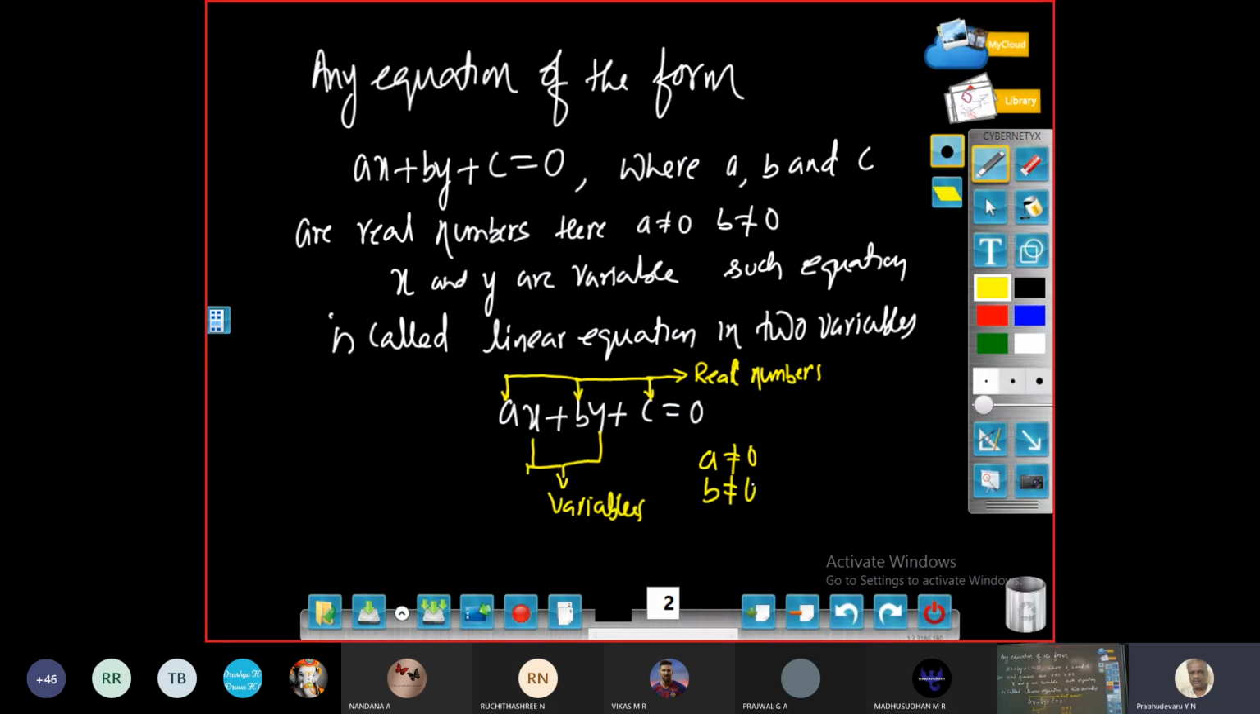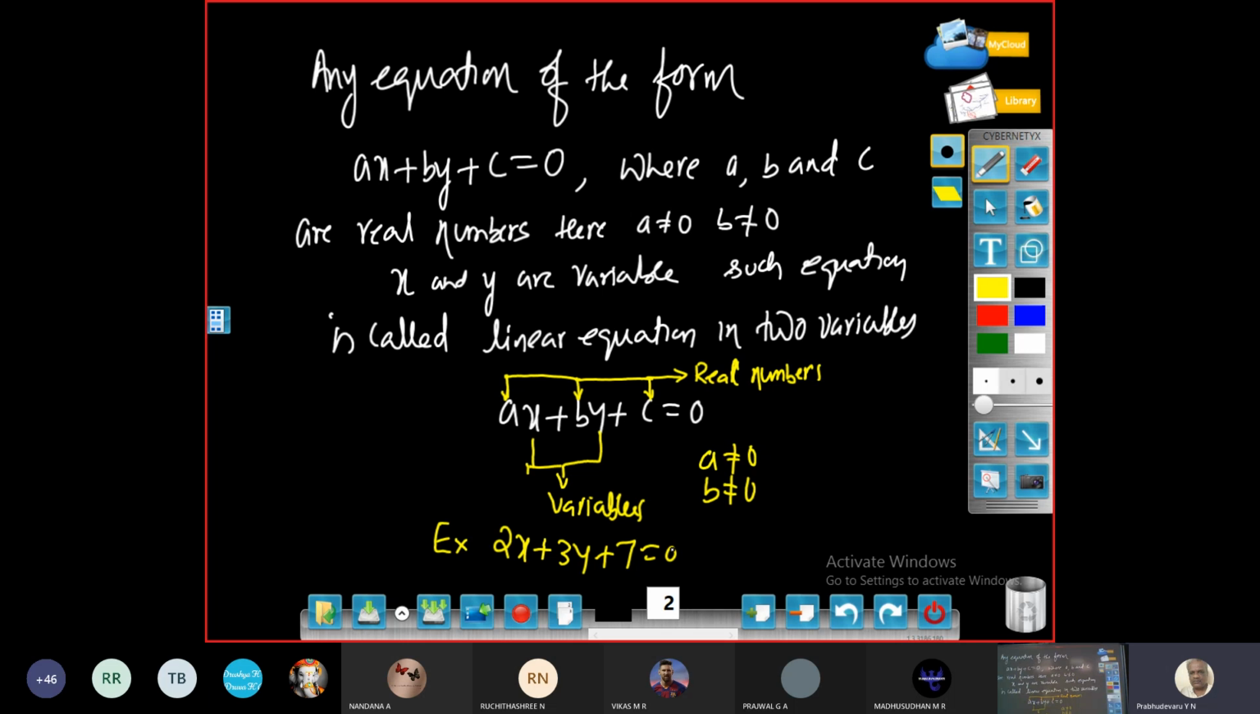Okay, one example for this: 2x plus 3y plus 7 is equal to 0. This is one example. Comparing with the general form, you can say a is equal to 2, b is equal to 3, and c is equal to 7. Variables are x and y itself. Is it clear to all of you? Yes, sir.